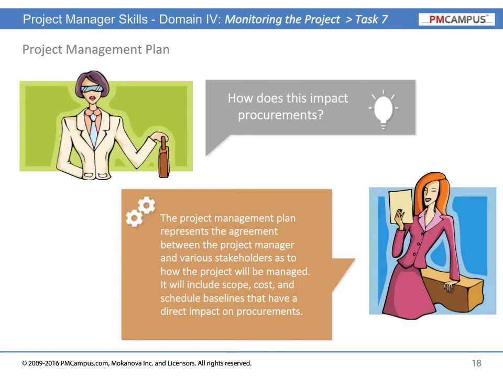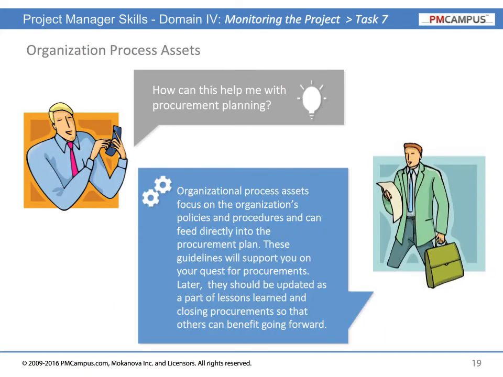The project management plan represents the agreement between the project manager and various stakeholders as to how the project will be managed. It will include scope, cost, and schedule baselines that have a direct impact on procurements. How can this help me with procurement planning?